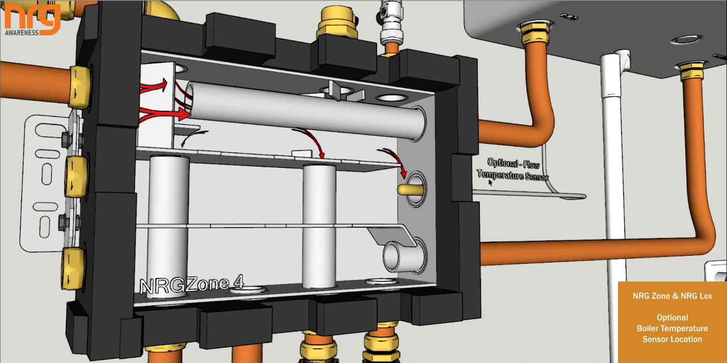Now the boiler knows three things. It knows that there's surplus water on the flow because it has the sensor. It knows its output temperature because the boilers do that. And it knows its return temperature because boilers can sense the return. So the boiler can get a really comprehensive set of figures back to modulate to the correct level.